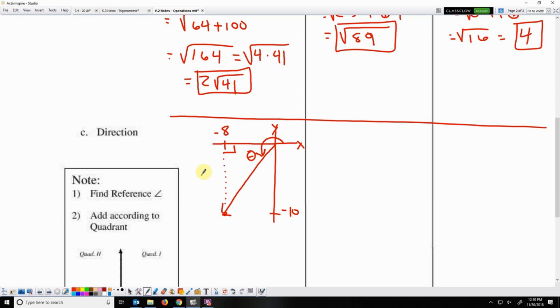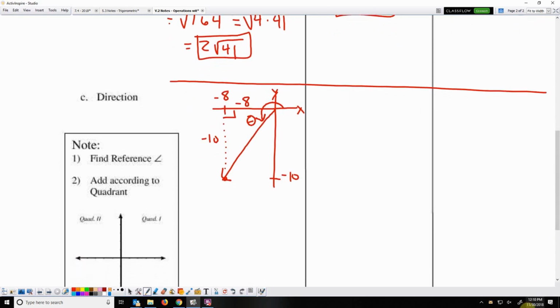Over here, I've got a -10. Here, I've got a -8. I've got opposite and adjacent, so that's tangent. And I'm looking for an angle measure, so I'm going to have to use arctangent. So arctangent, or the inverse tangent, opposite over adjacent. -10 over -8.